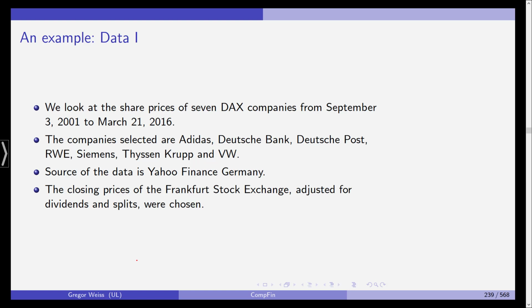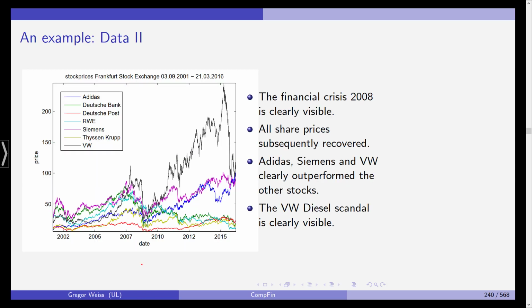Okay, so let's take this to the data. We're using the stock prices of 7 DAX companies from 2001 to 2016: Adidas, Deutsche Bank, Deutsche Post, RWE, Siemens, ThyssenKrupp, and Volkswagen. Source of the data is Yahoo Finance, and those are closing prices from the Frankfurt Stock Exchange, adjusted for dividends and splits. So this is the plot.